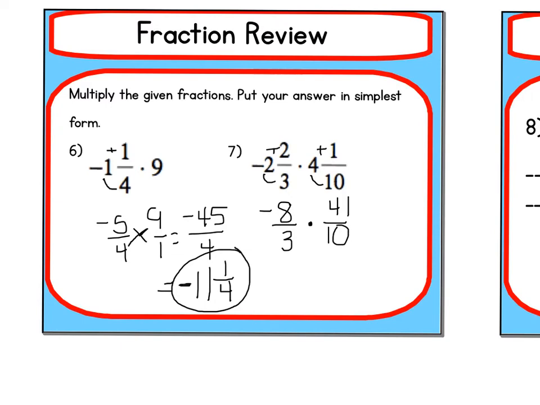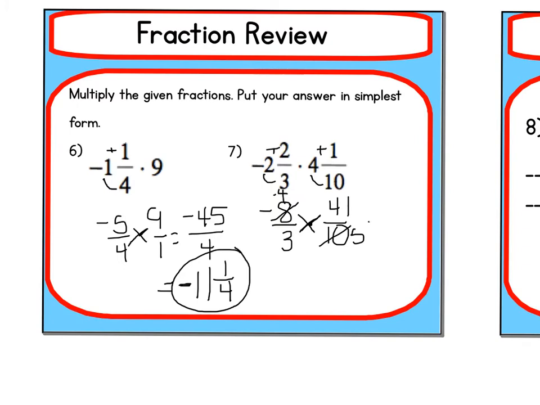If we look across our diagonals with the 3 and the 41, there's nothing we can reduce, but with the 8 and the 10, 2 can go into both of those. So I'm going to change, 2 goes into 10 5 times, 2 goes into 8 4 times. Remember, we have to keep our negative sign with that.